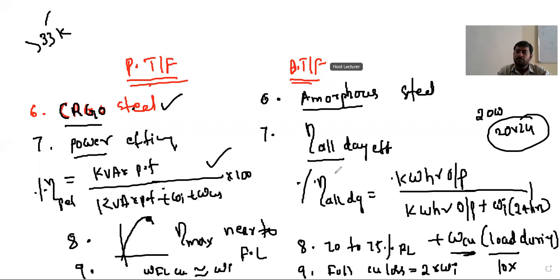This is the formula for all-day efficiency. The maximum efficiency occurs near full load for the power transformer, and for the distribution transformer, maximum efficiency occurs at 70 to 75% of full load. And the last difference is that the full load copper losses are approximately equal to the iron losses in the power transformer, and for the distribution transformer, full load copper losses are 2 times the iron losses. These are the differences between the power transformer and distribution transformer.